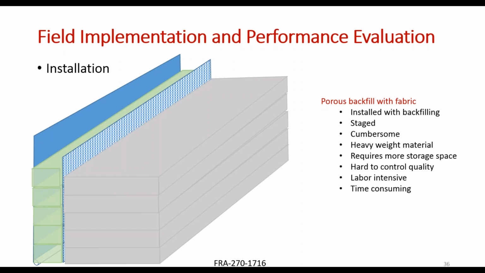They require more storage space, and the quality is hard to control, especially for the 2-foot porous backfill, because it's very close to the wall and it's only 2 feet wide. So compaction-wise, it's very hard to do.